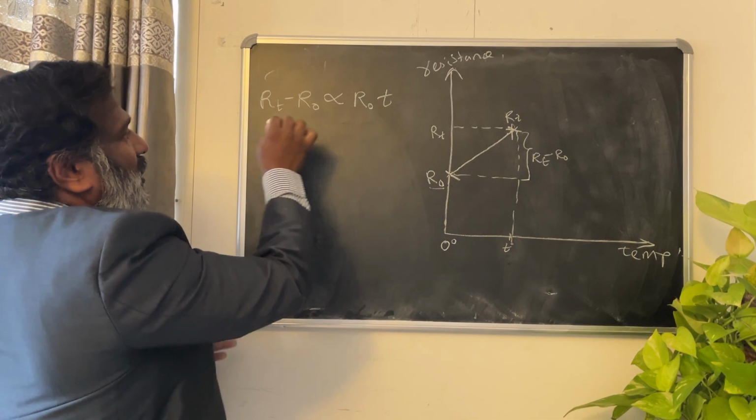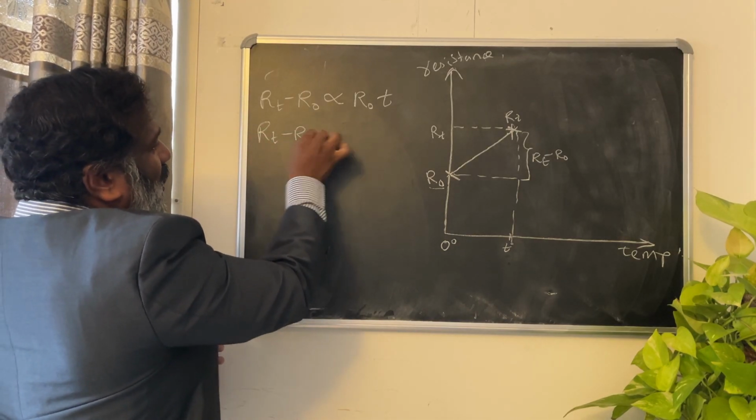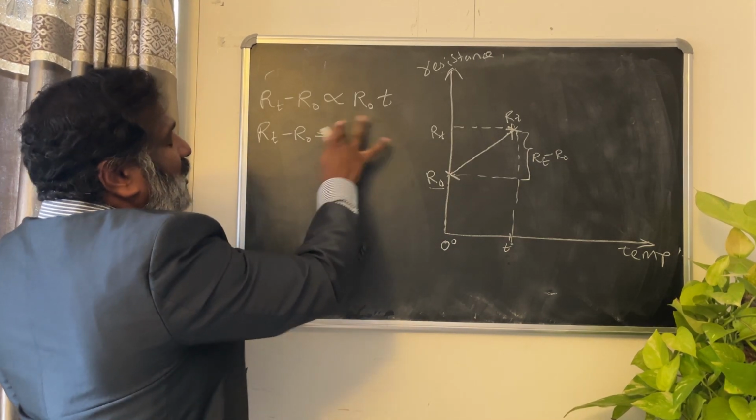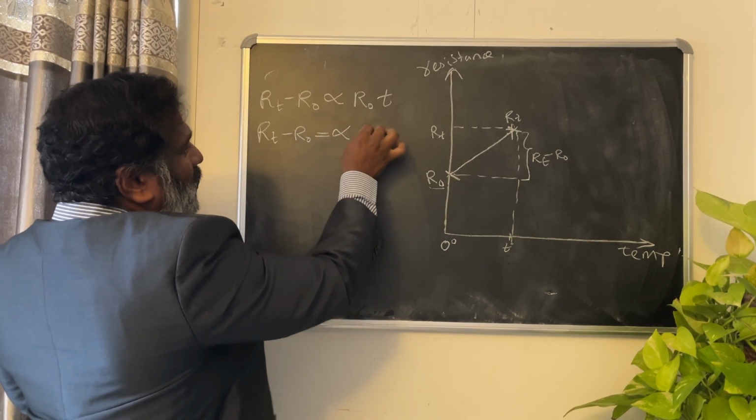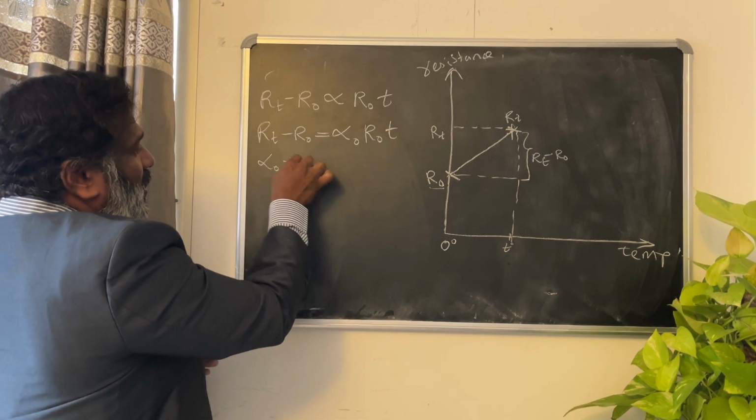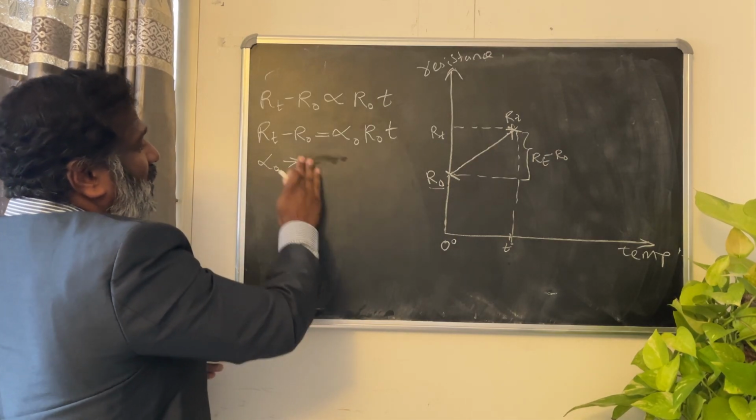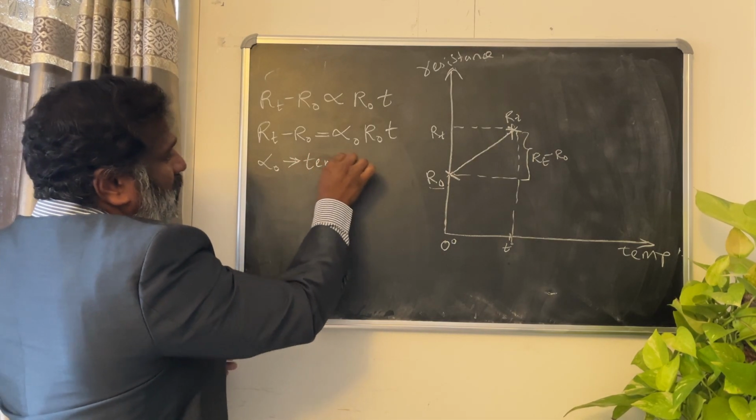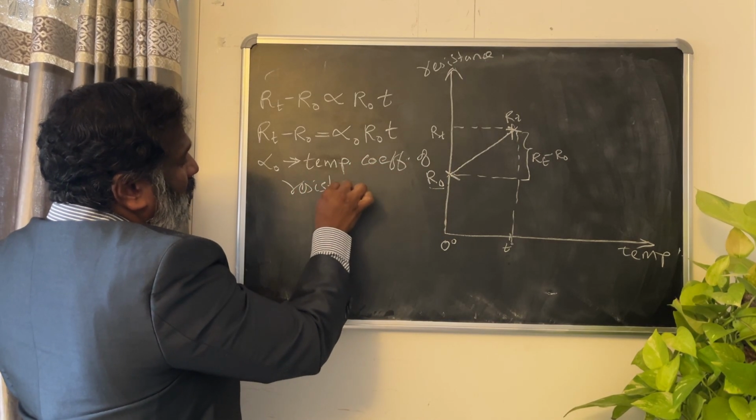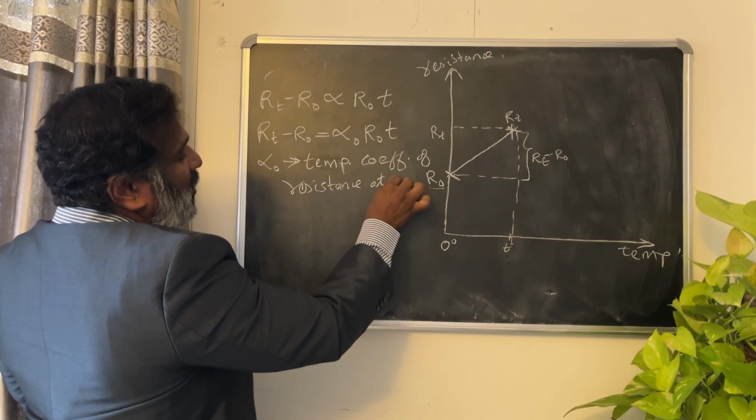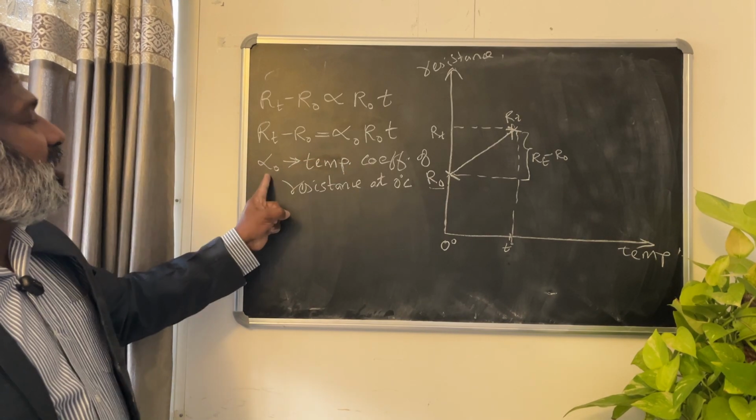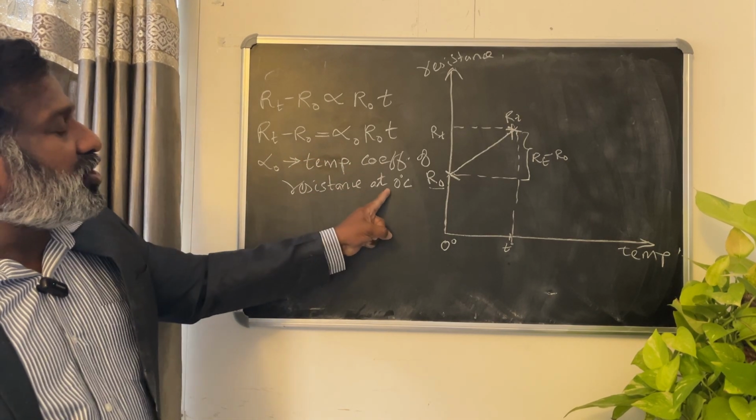Now we want to make it an equation, RT minus R0. What should be done? Yes, add a proportionality constant. The proportionality constant which I am adding is alpha 0. So alpha 0 R0 into T, where alpha 0 denotes the temperature coefficient of resistance. R0 is the resistance at initial temperature, and the initial temperature is 0 degree. Alpha 0 denotes the proportionality constant. Alpha 0 is the temperature coefficient of resistance at 0 degree.